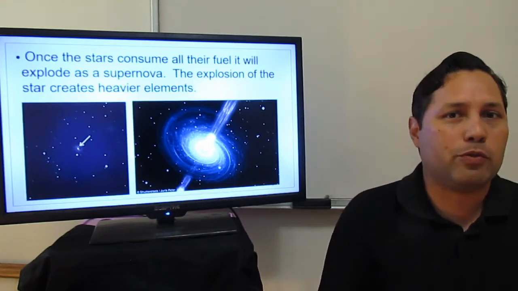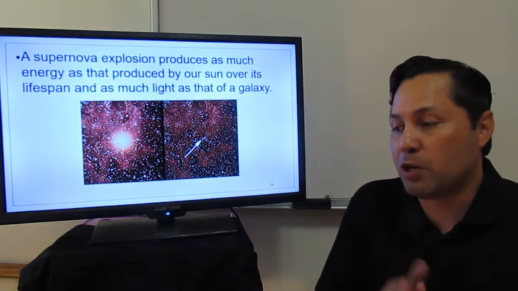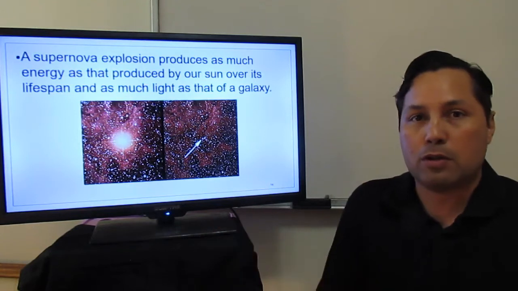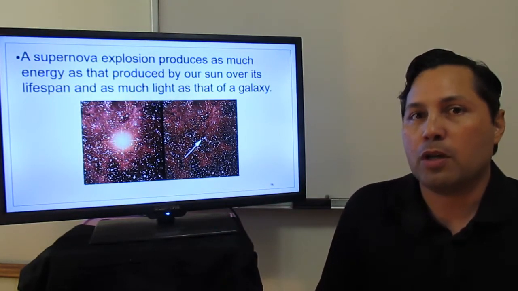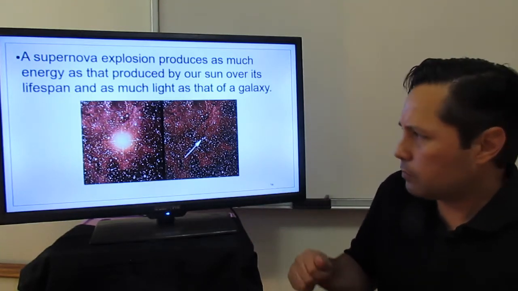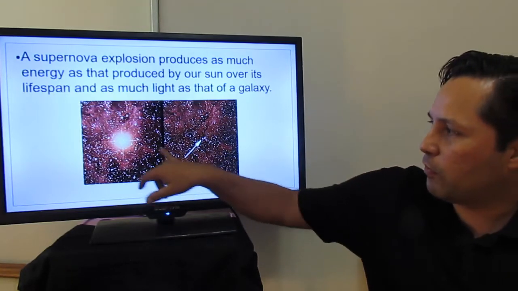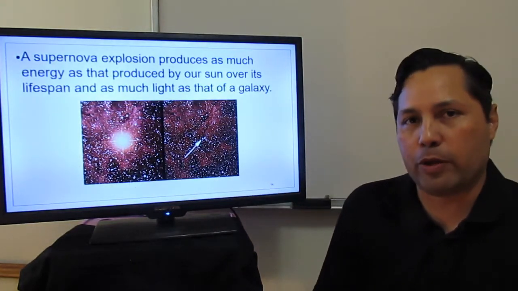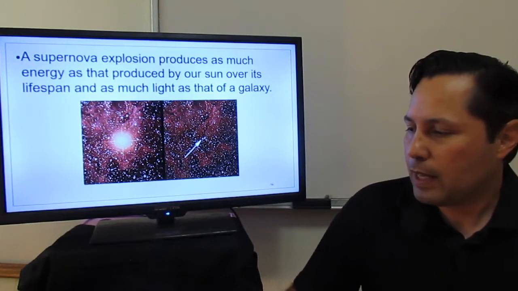Now this explosion of a supernova is a massive explosion. A supernova explosion can produce as much energy as that produced by our sun over its whole lifespan. The whole time that it's burning, all that energy that it produces, a supernova can produce the same amount of energy. And it is as bright as a galaxy. So here you have a star, this is the before, and this is a star going supernova. This is other images captured by the Hubble telescope. So it's a massive, massive explosion.